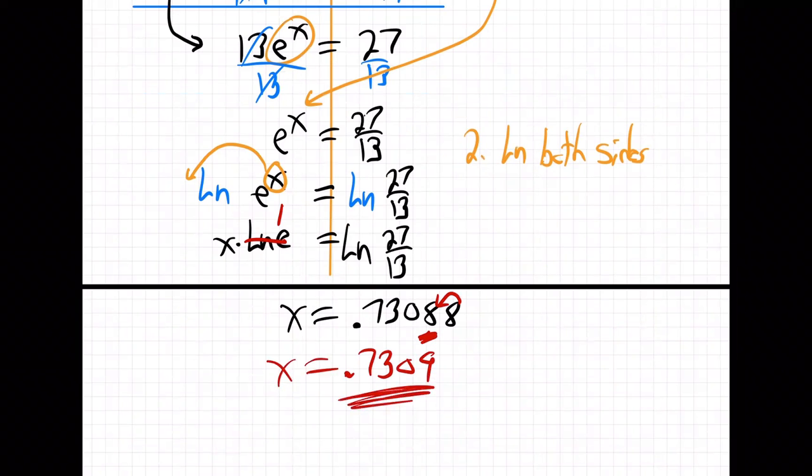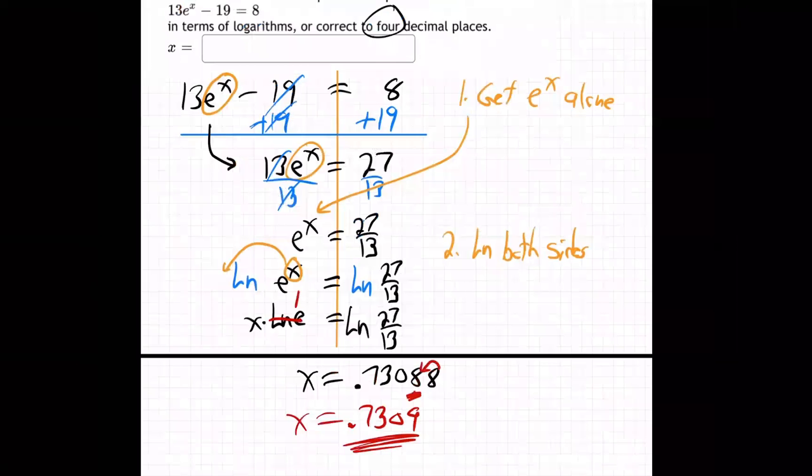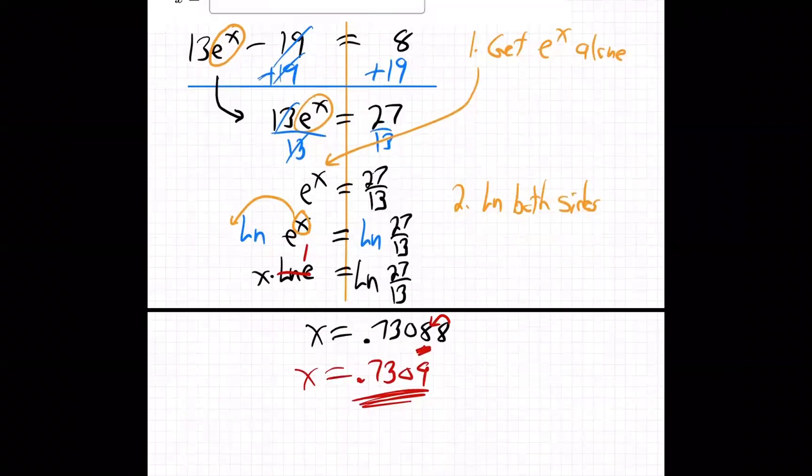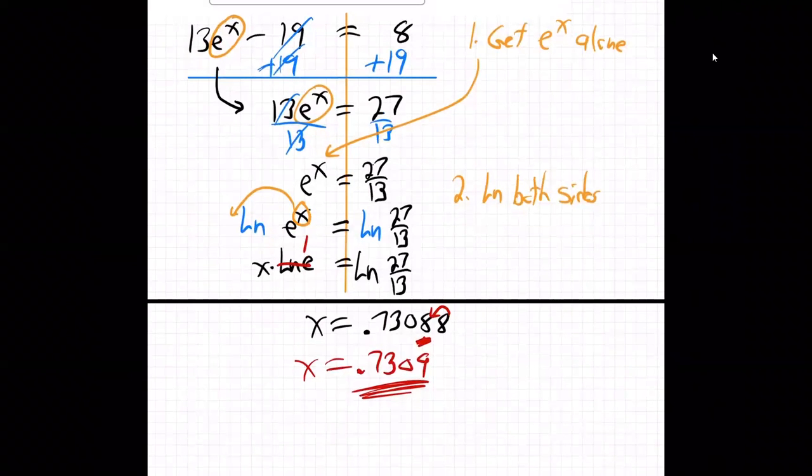And that's our answer. So what do we do when we have x in the power zone? Step 1, get that base to the power thing alone. Step 2, ln both sides. And then the power comes down, and then we can finish solving. So there we go.